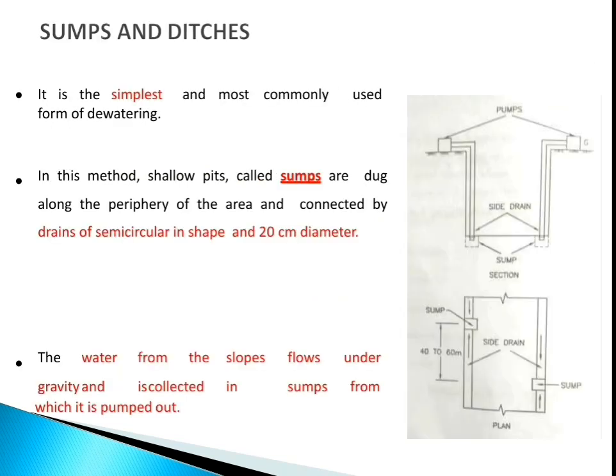The first one is sumps and ditches. You can see the diagram, plan and section of the sumps and ditches method, which we are going to discuss. It is the simplest and most commonly used form of dewatering.